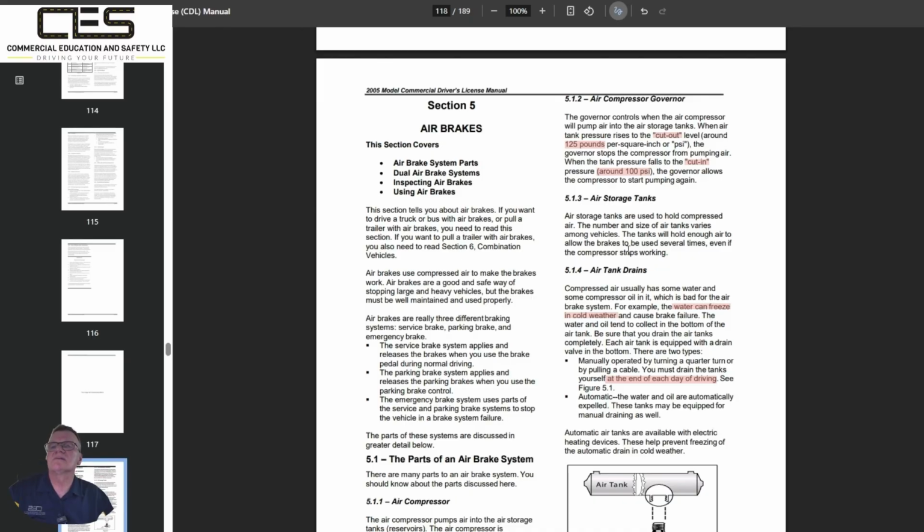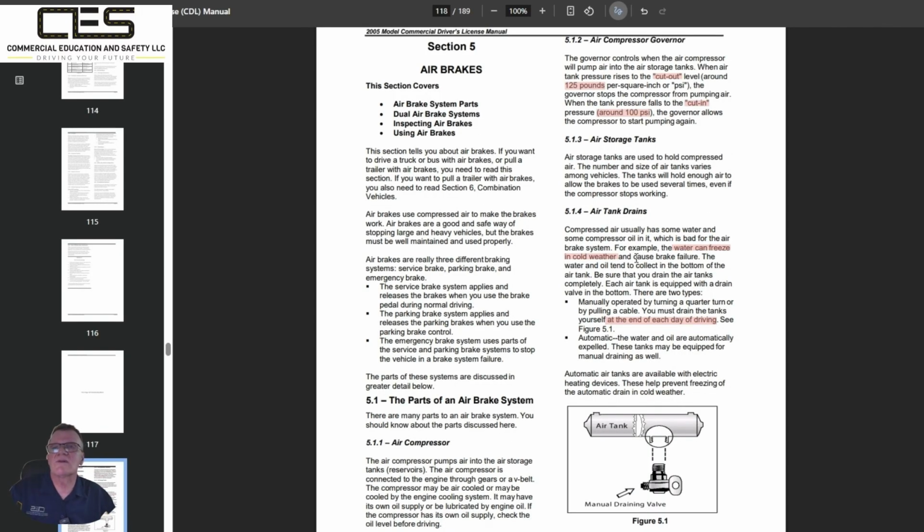Air storage tanks, not many questions about that other than that's where the air goes, right? Water can freeze in cold weather. That's why we drain the tanks. When do we drain them? At the end of each day of driving. So we've got several answers already. As we move on, we'll collect more and more answers to your test questions.